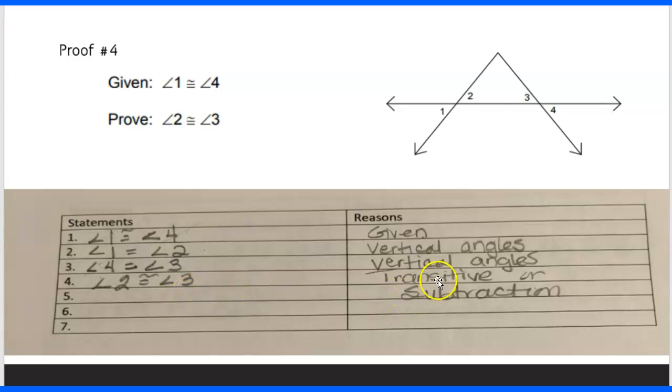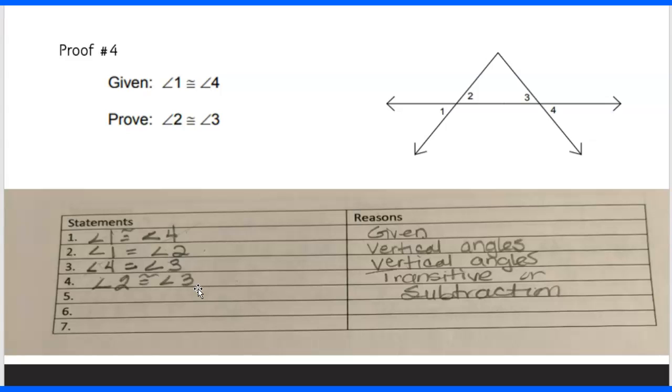And now I can say that angle 2 equals angle 3. And that could be transitive. If you think of the word transitive, it's like moving something in that direction. Or I could use subtraction. I would have subtracted out 1 and 4 from these, or from 2 and 3. So I'm left with angle 2 equals angle 3.